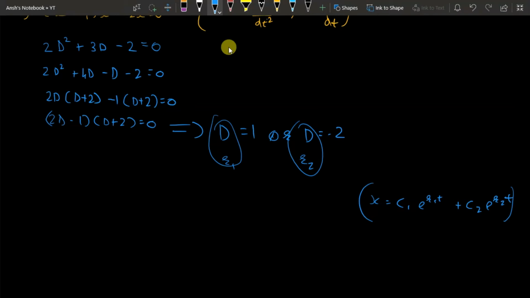So in our case, R1 and R2 are 1 and minus 2. So the general solution would be x is equal to C1 e raised to 1t, and the 1 is inconsequential, so we'll just not write that, and C2 e raised to minus 2t. And this is the general form of the solution to the differential equation.